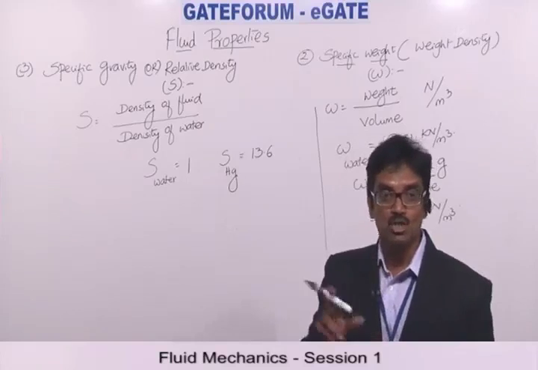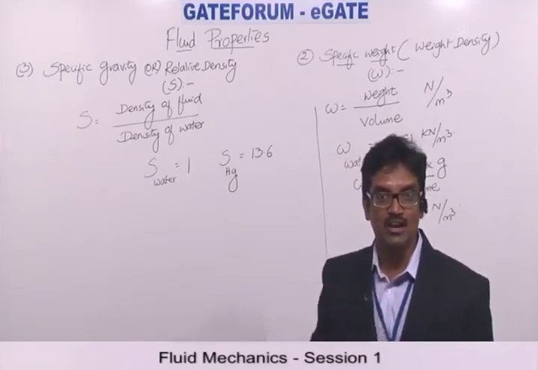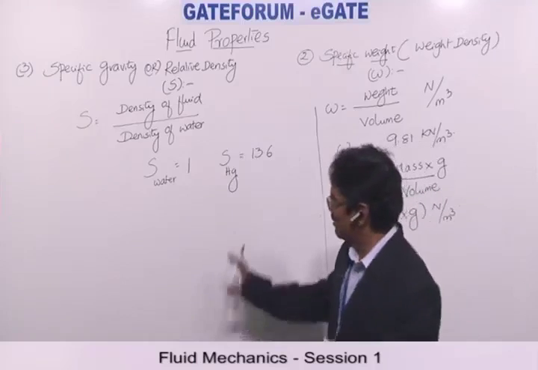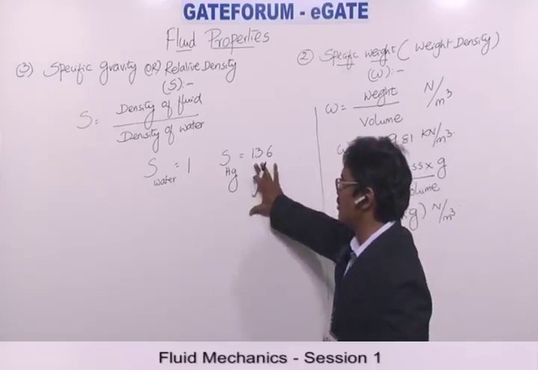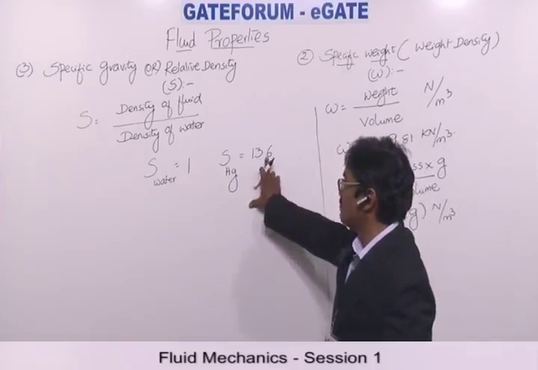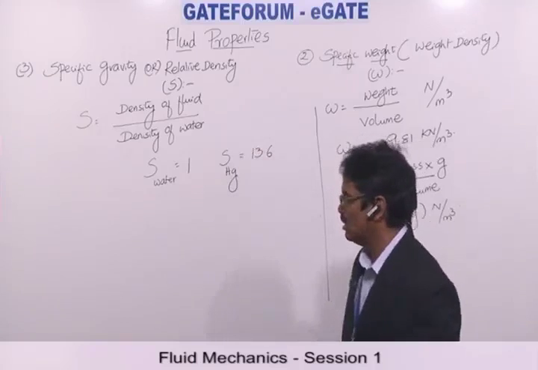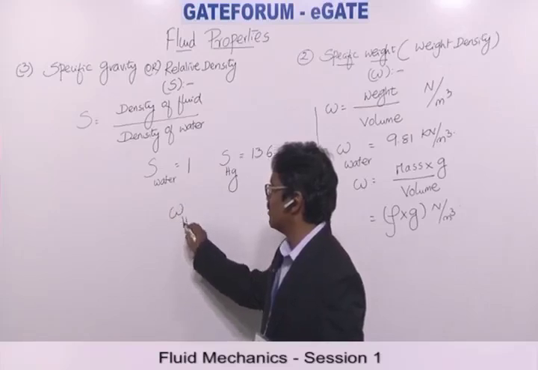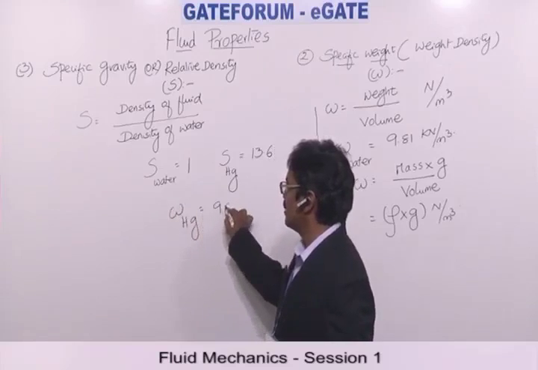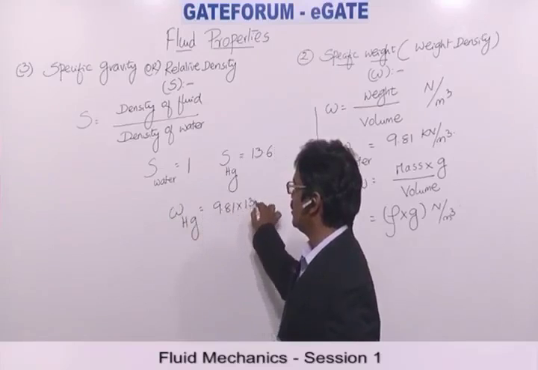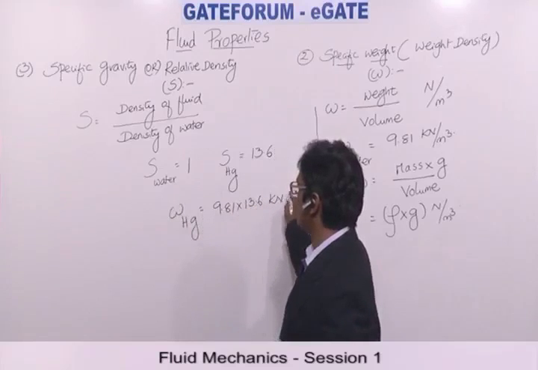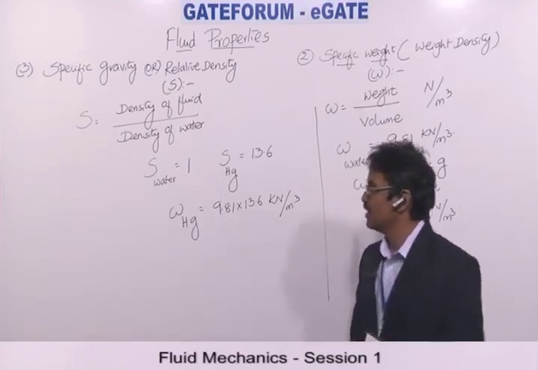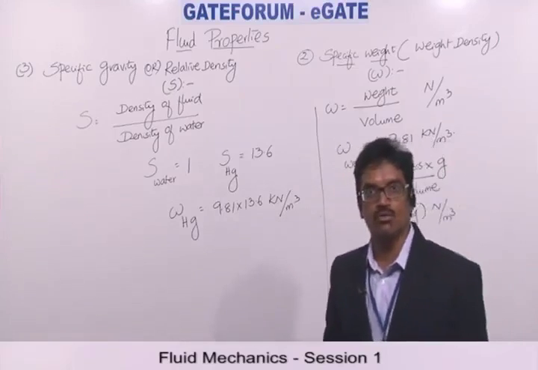Don't throw in gold, because there will be a reaction between gold and mercury. Gold will get spoiled there. I just gave the example of mercury because it is the heaviest liquid, 13.6 times heavier than water. So from this I can say the specific weight of mercury is 9.81 into 13.6 kilonewton per meter cube. Hg is the symbol used for mercury.